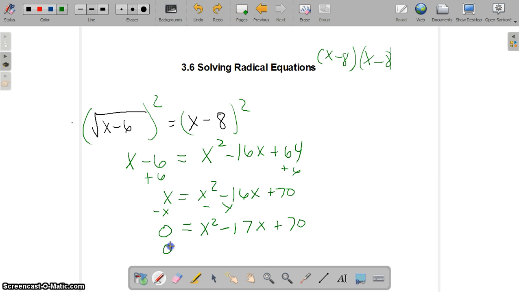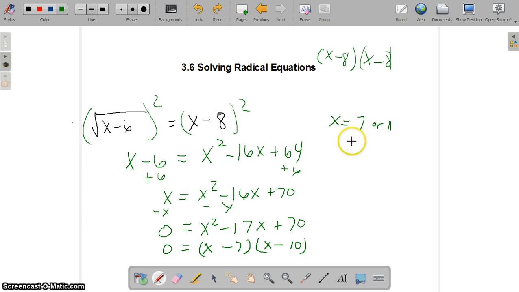Now we're to the point where we either have to use the quadratic formula or hopefully we can factor. I think we can factor this, so let's take a look at this and see what we can do. Factors of 70, 7 and 10, are going to work beautifully. So they both have to be negative to get the positive 70, and if we do negative 7x and negative 10x, that gives us negative 17x. So x can equal 7 or 10.